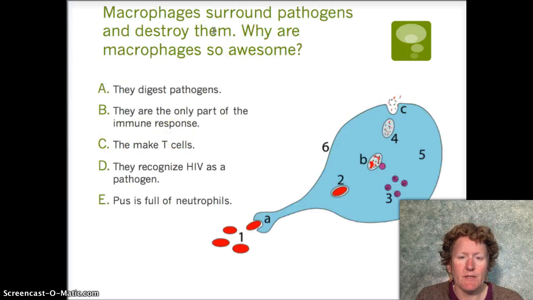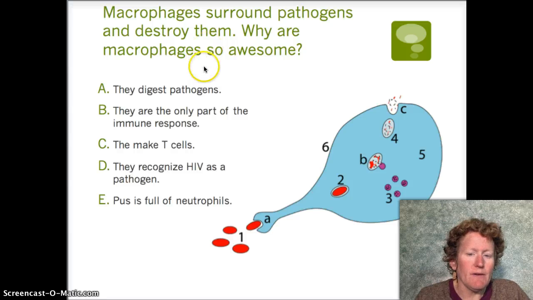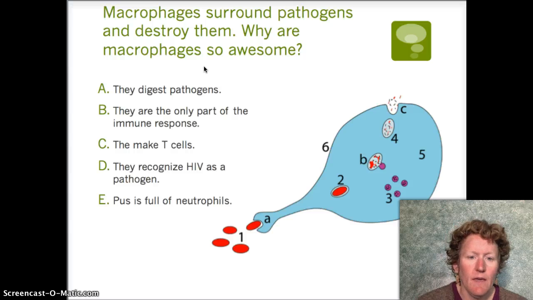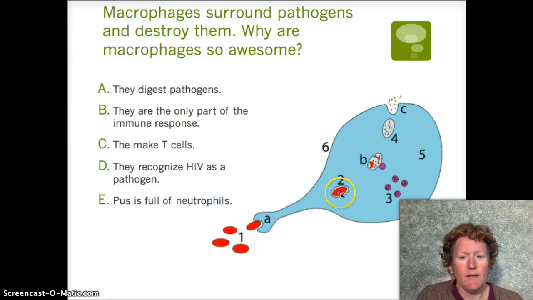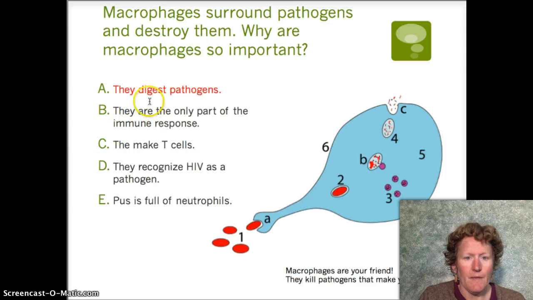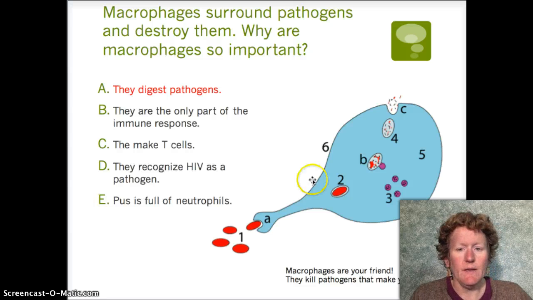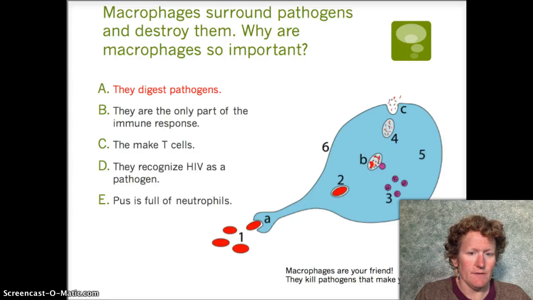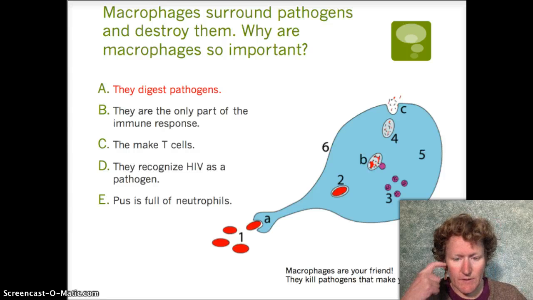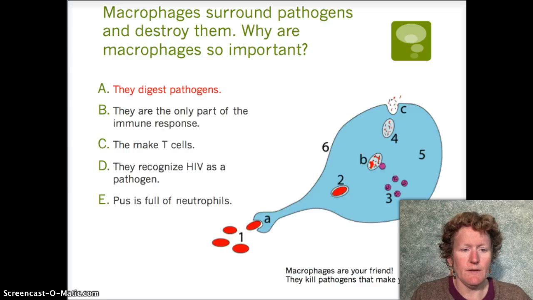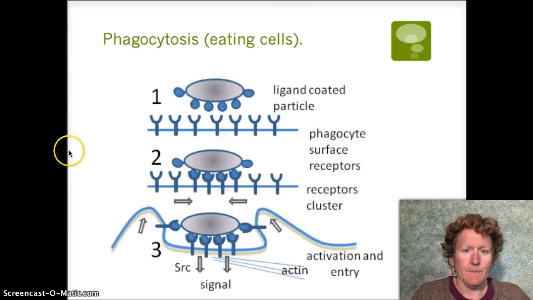Macrophages surround pathogens and destroy them. Macrophages are particularly awesome because they're your first line of defense against pathogens. They find the pathogen and they suck it in and they destroy it. They digest the pathogens and they kill them. So all the nasty bad things that get into your body, the macrophages are your first line of defense. Then later antibodies will attach to it and other cells will come into play.